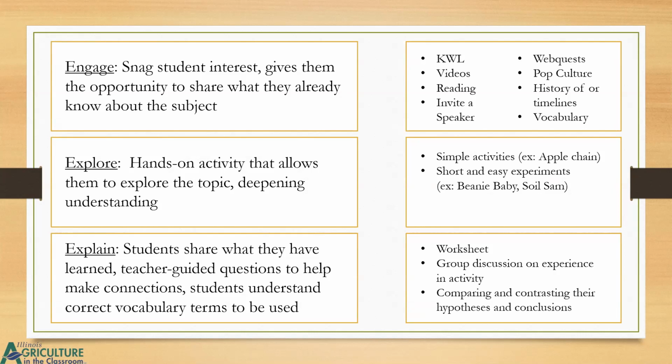The second E is explore. This is where you have that hands-on activity. It could be something really simple. If you're familiar with some of our Ag in the Classroom activities, something like the apple chain, where they're looking at the sequencing, how does a seed turn into an apple, and they're just cutting out construction paper and putting it through and explaining it. Or it could be something like an experiment, like our Beanie Baby, where they're looking at seed germination and watching that soybean seed start to germinate, or looking at our Soil SAM, again with seed germination. Those are really easy, fun, engaging, hands-on activities.